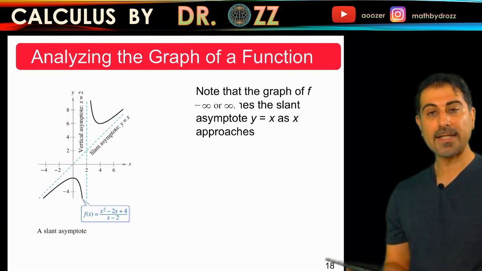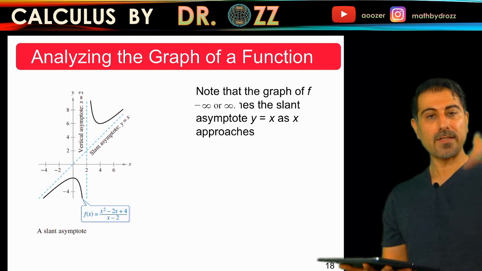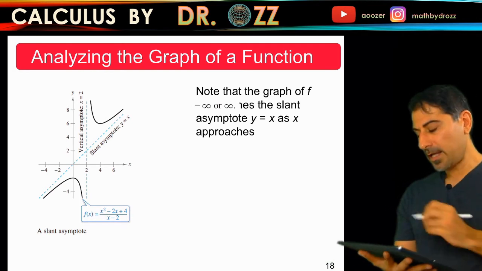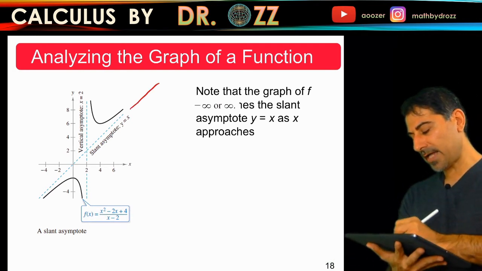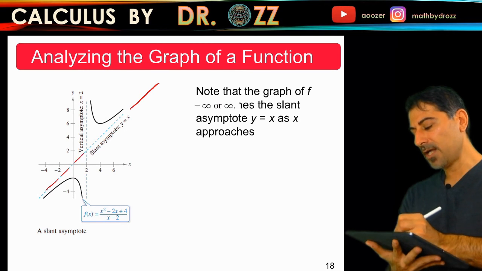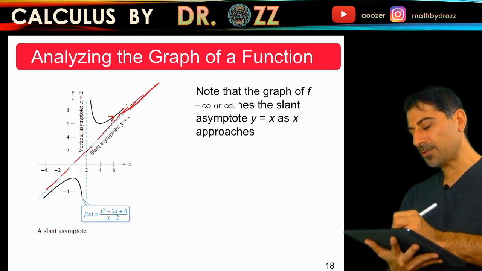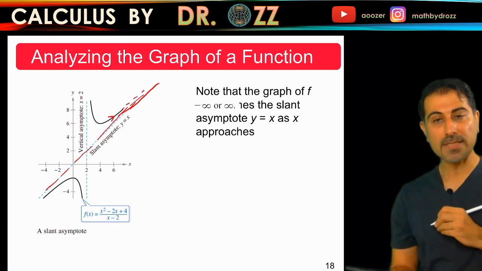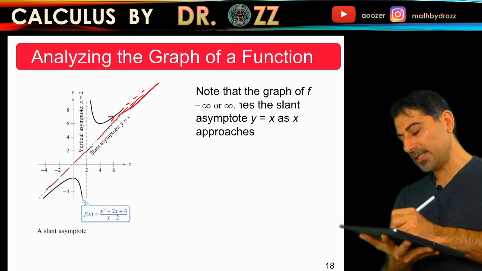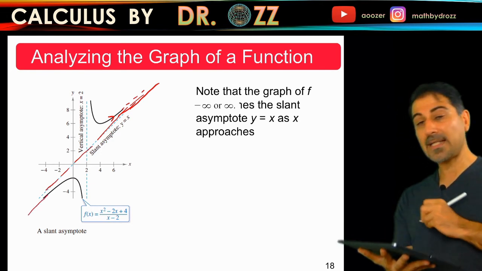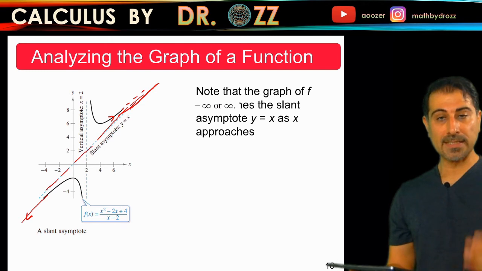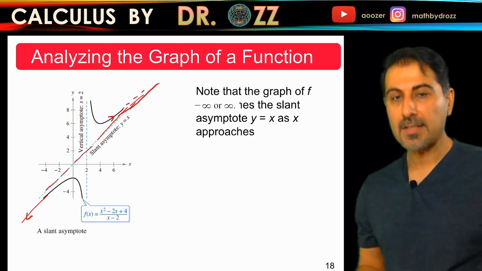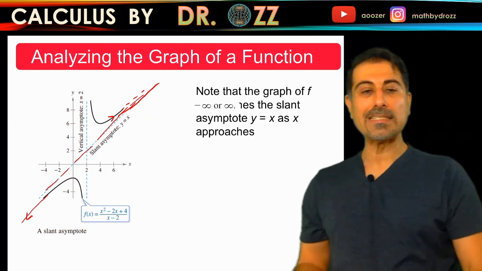Here we go. A slant asymptote is essentially a slanted line, as you see. And you have y equals x here. So as you see, the graph of f goes to infinity along the line y equals x. And similarly, the graph of f goes to negative infinity along the same line. That's exactly what a slant asymptote means.